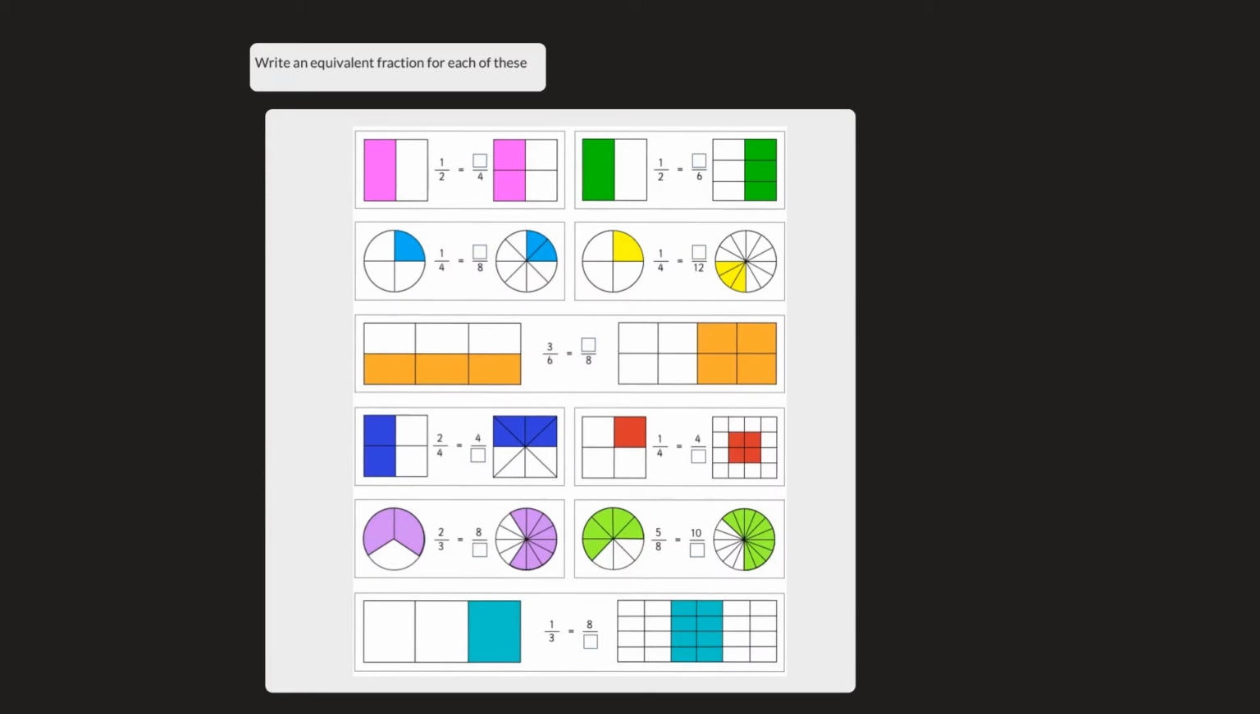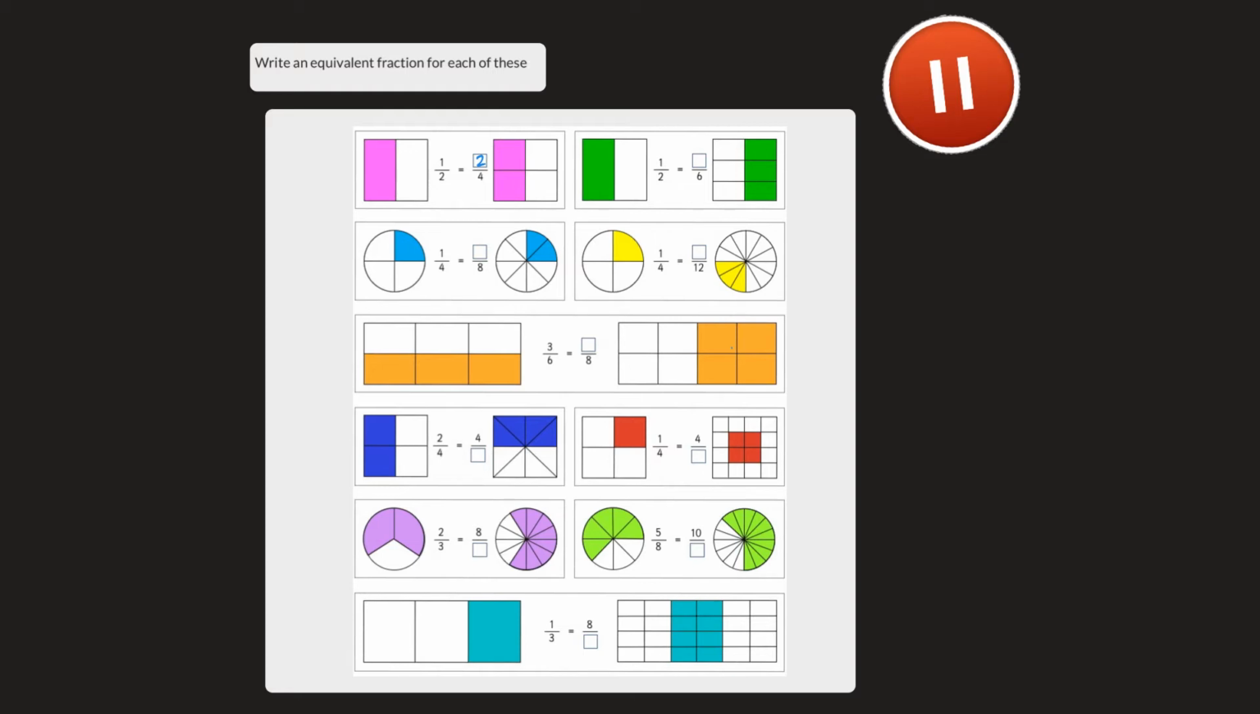So now with these ones, what I want you to do is to pause the video and have a go at these yourself. So I'll fill in the first one. We need to write an equivalent fraction for each of these. So up here, you can see the square has been broken into 2 parts. So that's the denominator, and one part has been shaded in. The next one here, it's been broken into 4 parts, and 2 parts are shaded in.